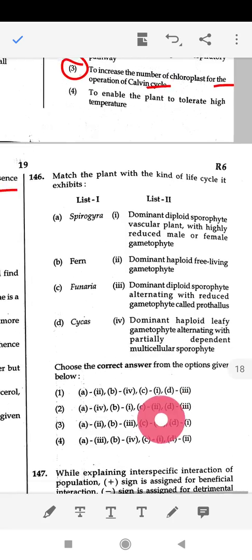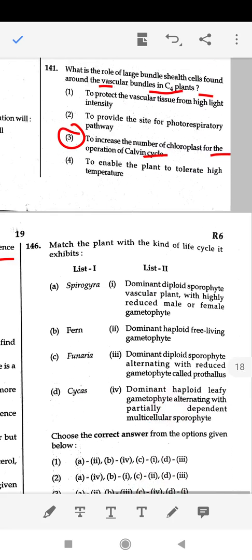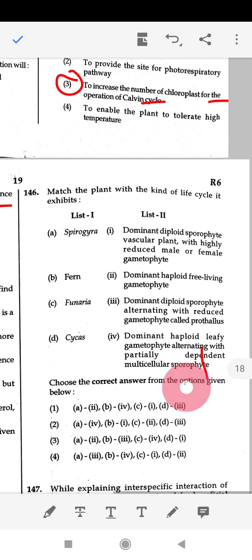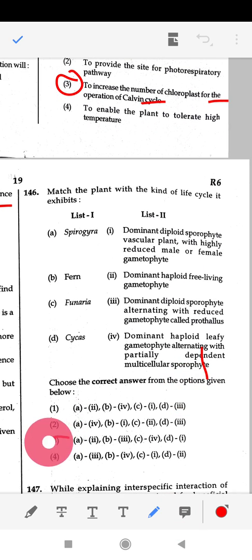Next question is, match the plant with the kind of life cycle it exhibits. Here comes the right answer, that is 3 option.